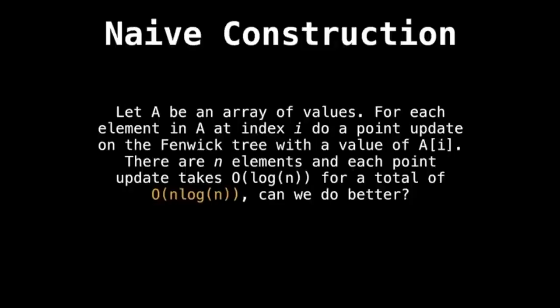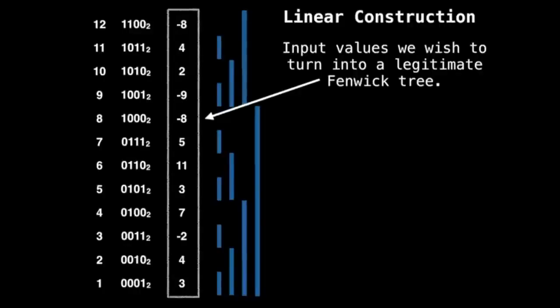However, we can do better. We can actually do this in linear time, so why bother with n log n? Alright, so in the linear construction, we're going to be given an array of values we wish to convert into the Fenwick tree, a legitimate Fenwick tree, not just the array of values themselves.